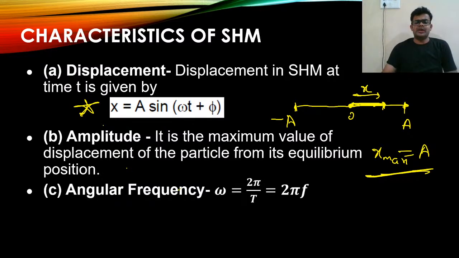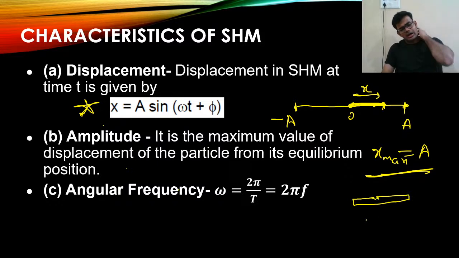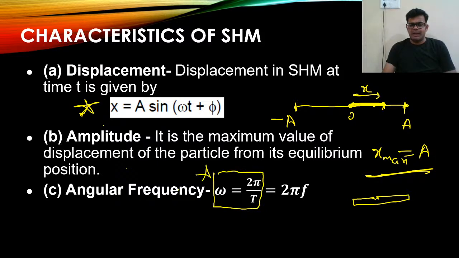Next, angular frequency. The particle is covering a complete cycle, meaning the particle moves from here to here and comes back again. If we compare it with uniform circular motion, in a complete cycle the particle covers 2 pi angle, and the time taken is capital T. So angular frequency means the number of revolutions per second. Its formula is 2 pi upon capital T.